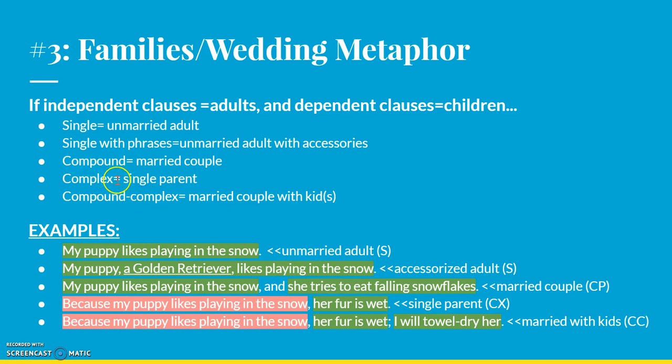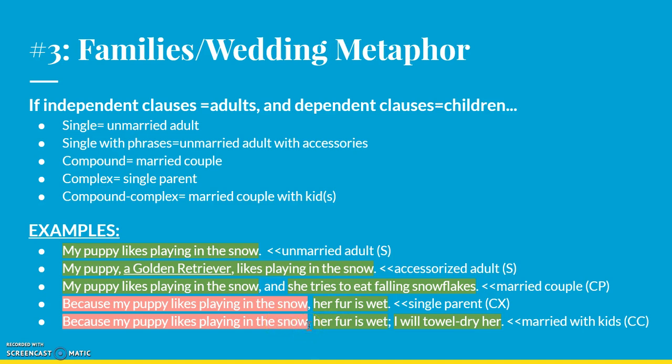A complex sentence might be remembered to be like a single parent, because I've got one adult plus one child, or one kid. I like to think of dependent clauses as children, because dependent clauses can't stand alone. They could not survive by themselves. They're not a complete sentence. They need to be attached to an actual complete sentence, or attached to an adult who will take care of them or finish them. And with that same logic, a compound complex sentence is kind of like an adult married couple with a kid.